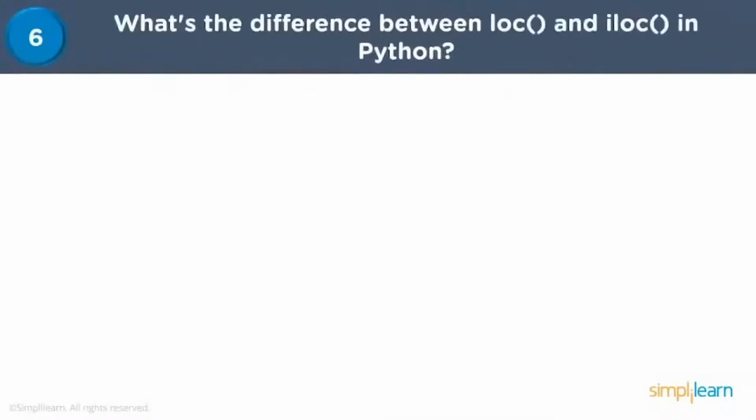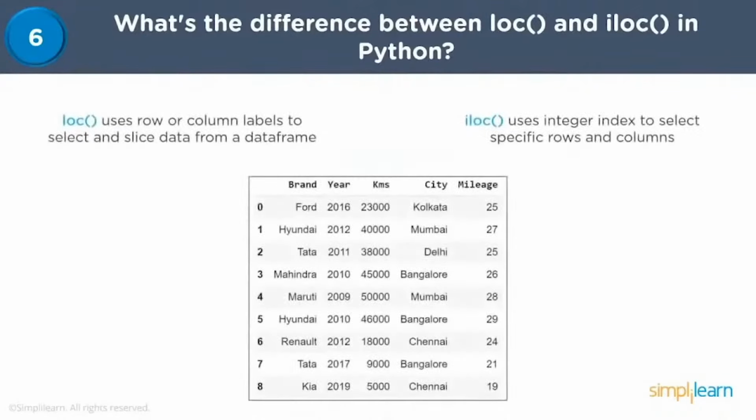So the question is, what is the difference between loc and iloc in Python? Now as data scientists, you would often want to analyze a chunk of data and not all the rows in it. So loc and iloc functions can help you fetch specific rows and columns from your data frame. The loc function uses row or column labels to select and slice data from a data frame, while iloc uses integer index to select specific rows and columns.